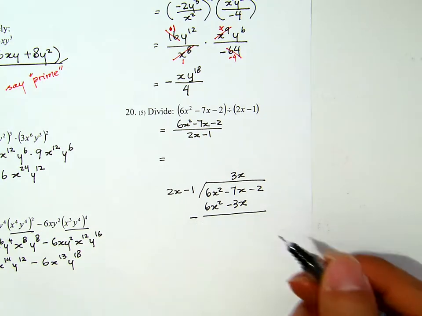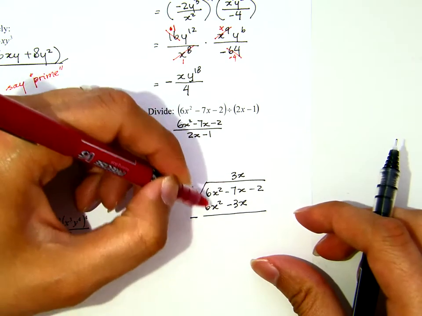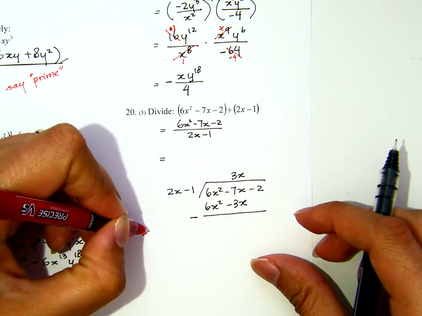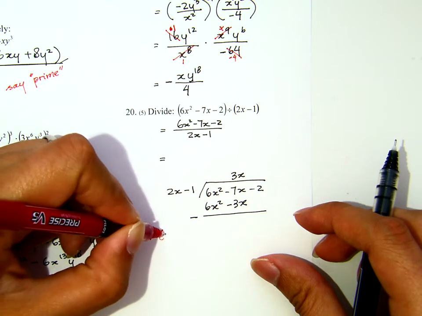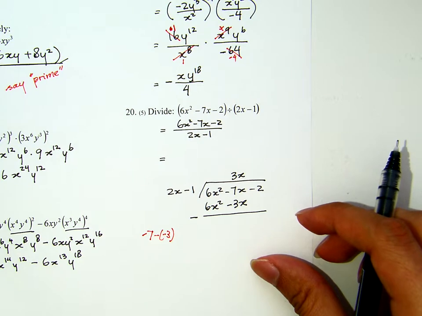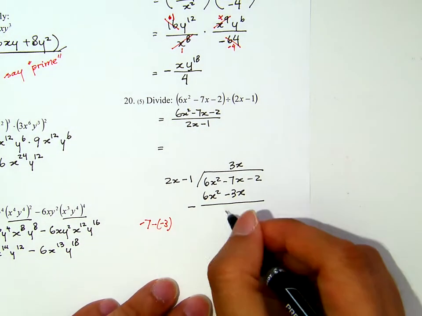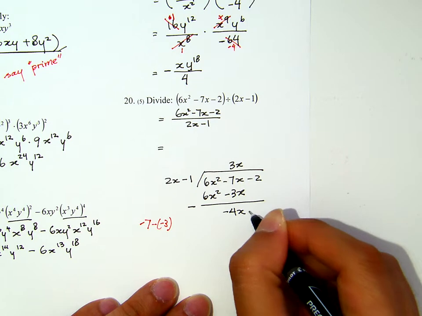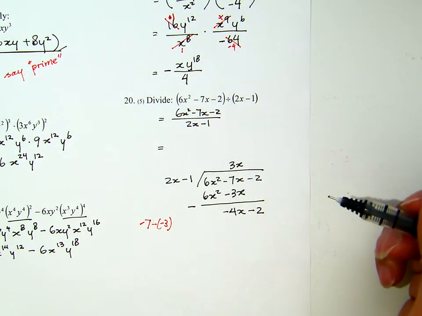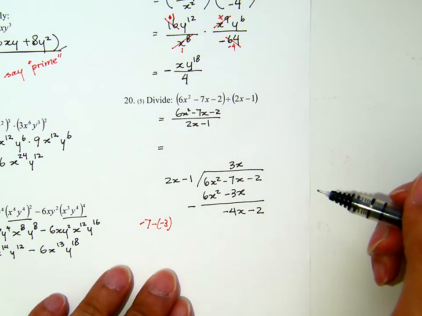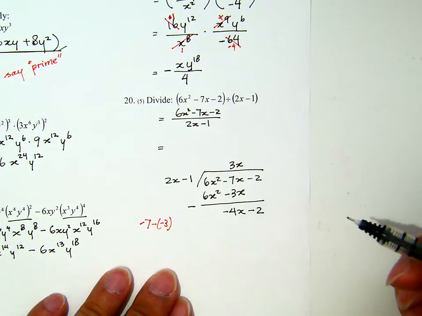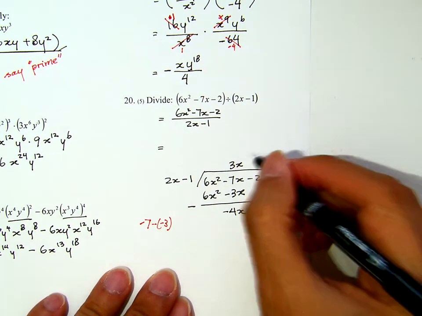Be very careful here. We do expect that this term later on cancels, but the one here, you should think of that as negative 7 minus negative 3. So it is not negative 10. It will be negative 4x minus 2. After I subtract, I drop another term down. Now, the next step, 2x times what gives me negative 4x? That will be negative 2.